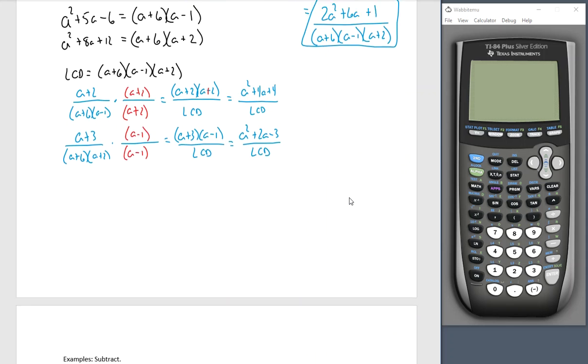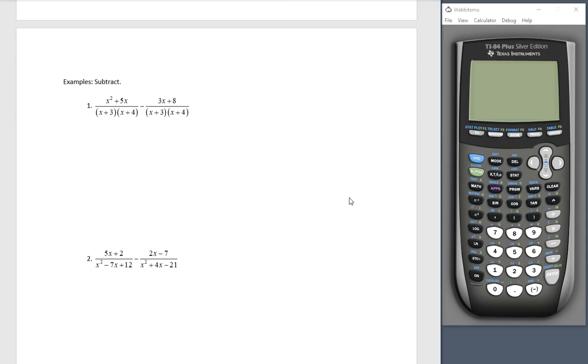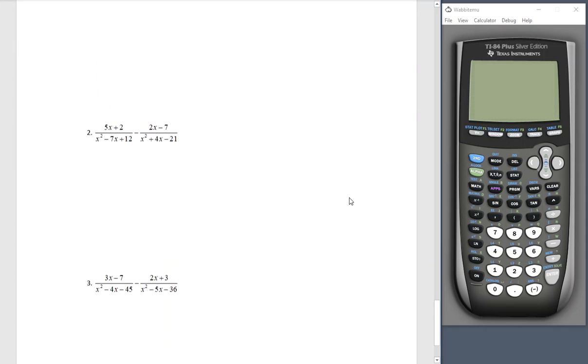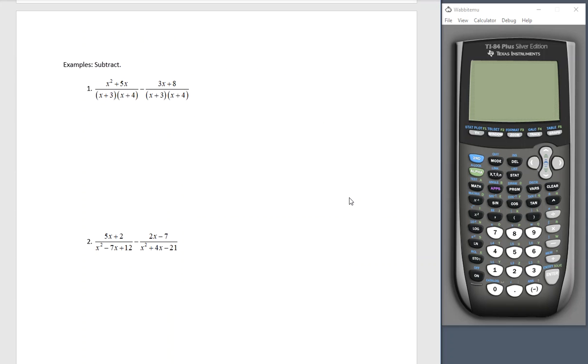All right, that's adding. I know, it's a lot. Let's do some subtraction as well. We're only going to do these 3 problems, though, because subtraction is essentially the same. Essentially, what do I mean by essentially? That's the frightening part. It looks like the least common denominator is x plus 3 times x plus 4. That's fantastic. They're the same. So we can focus on just the numerator.